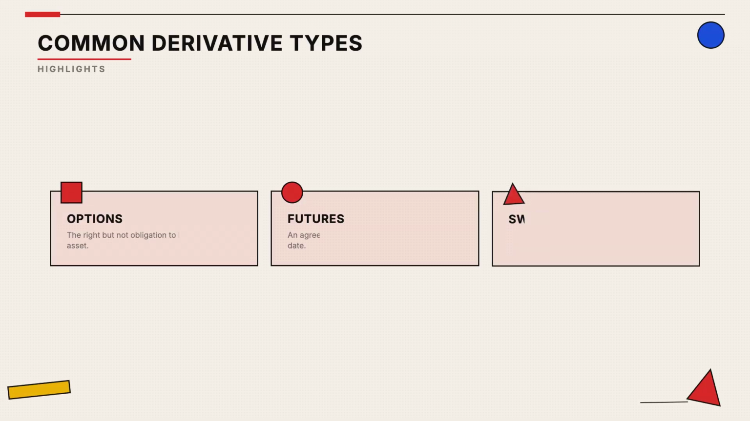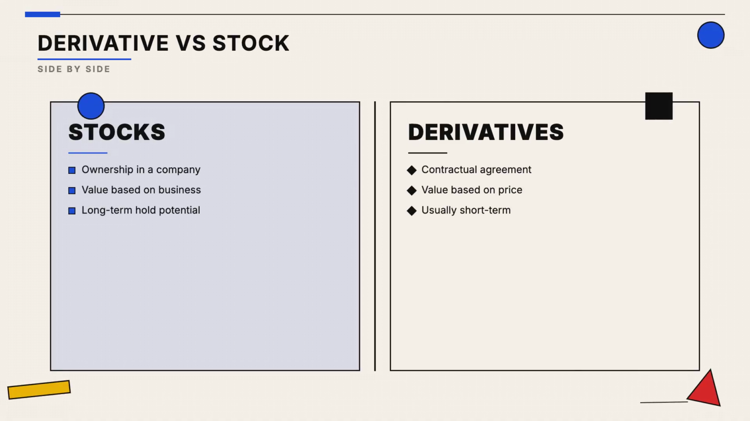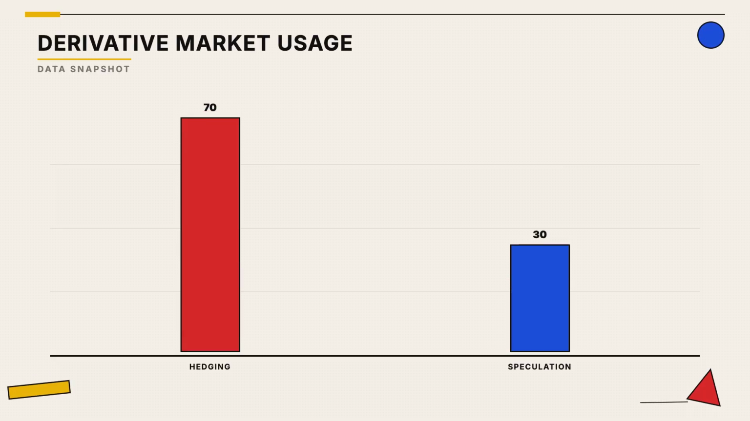These contracts come in many forms, each serving specific purposes for managing financial exposure in volatile markets. While stocks represent actual ownership of a company, derivatives are just side bets or protective measures linked to market prices. Most activity isn't just gambling. It is primarily used for hedging, which acts like insurance to protect against sudden price drops.